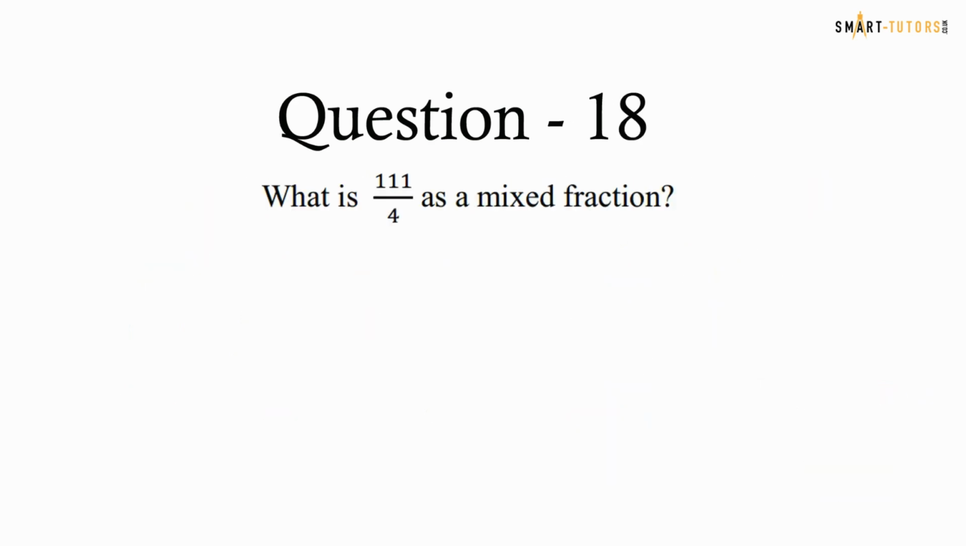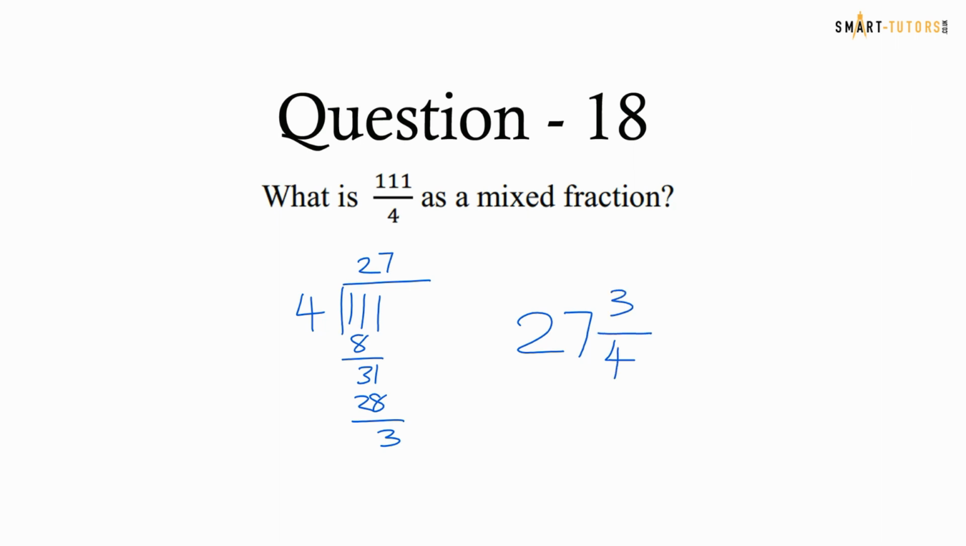Question number 18. What is 111 over 4 as a mixed fraction? So 111 over 4 means you need to divide by 4. 4 times 2 is 8, 3 remaining. 31. 4 times 7 is 28, 3 remaining. So 27 is the answer. When you are dividing by 4, the remainder is 3. So this is the way to write it as a mixed fraction. So the answer is 27 3/4.